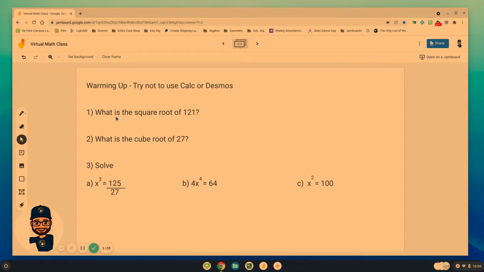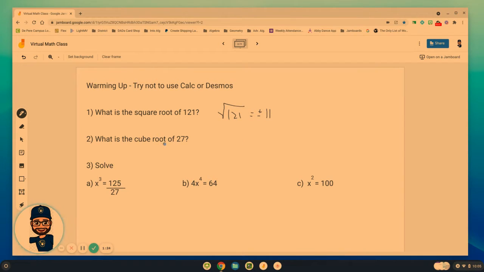All right, the first one: what is the square root of 121? Again, that's looking for the square root of 121. What number times itself? Remember that we could get positive or negative 11.